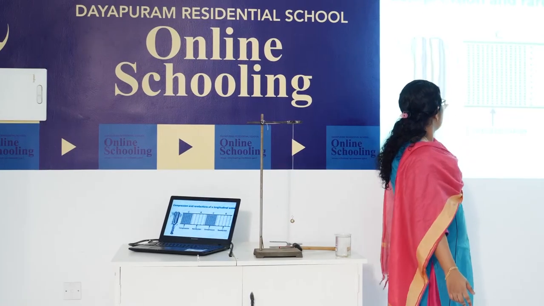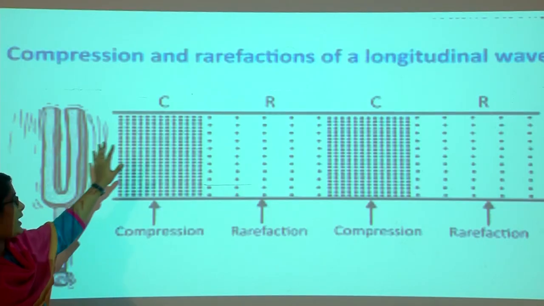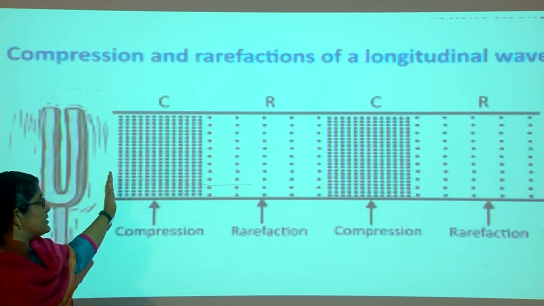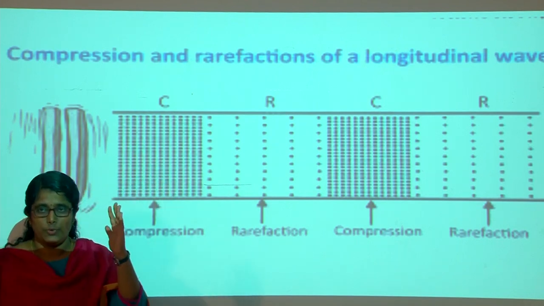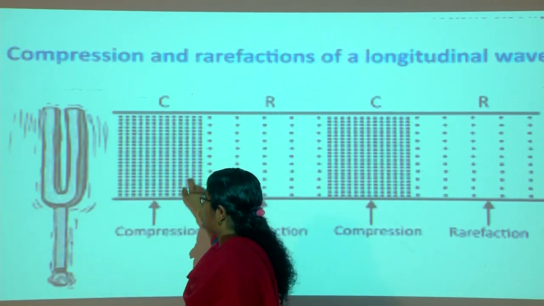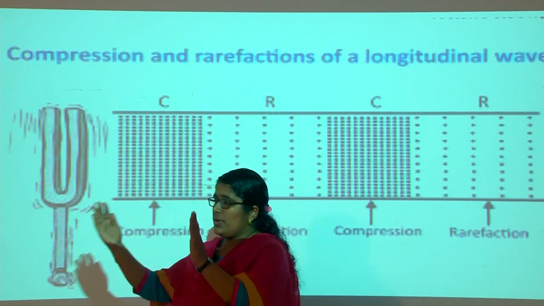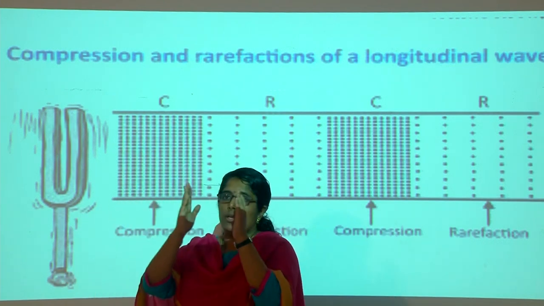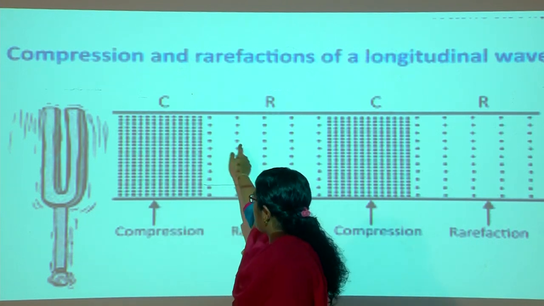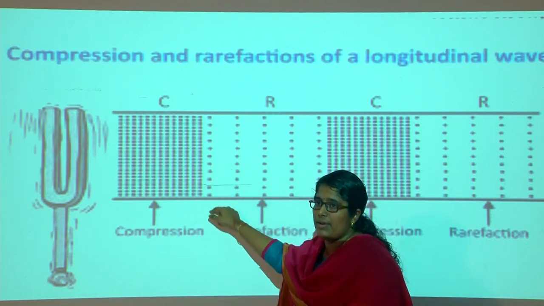So when the tuning fork is getting excited, the air around it, next to it, gets compressed. Some molecules compress, so this is the region of compressions. As a result of this compression, the next set of molecules becomes rarefacted. That's what is happening here. Here the molecules are far apart, they are rarefacted.